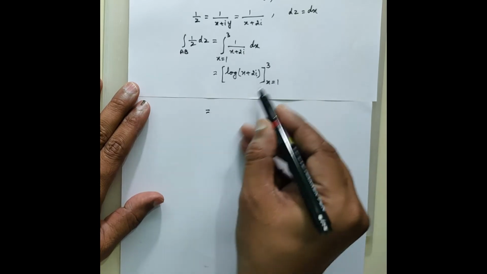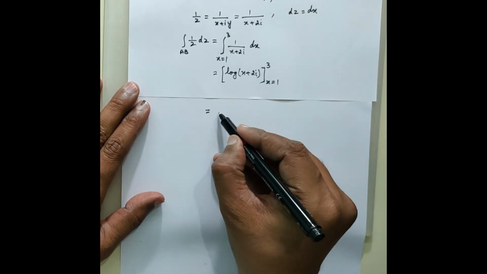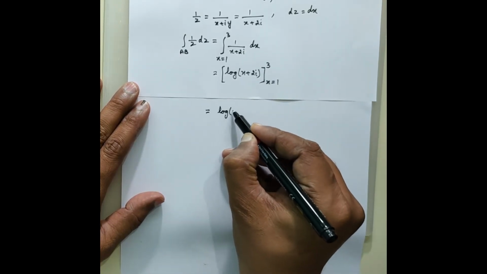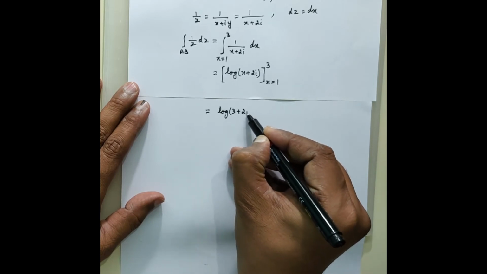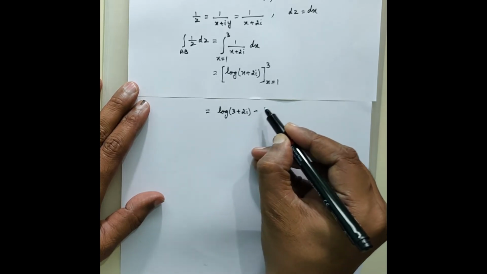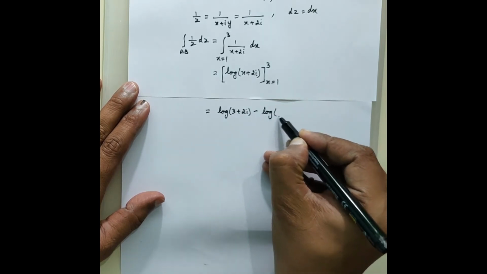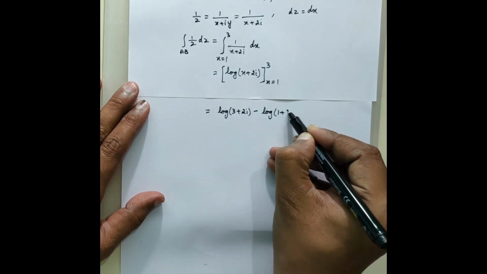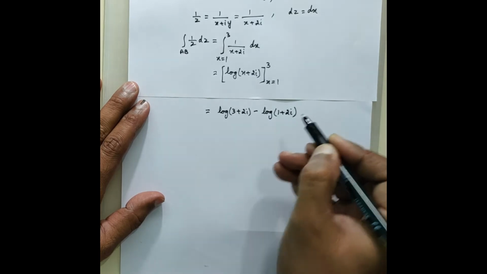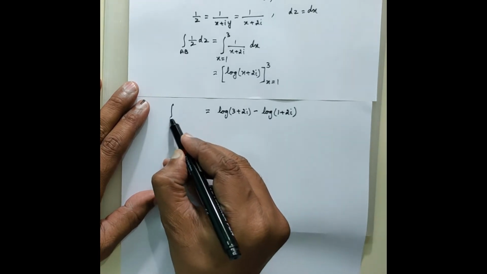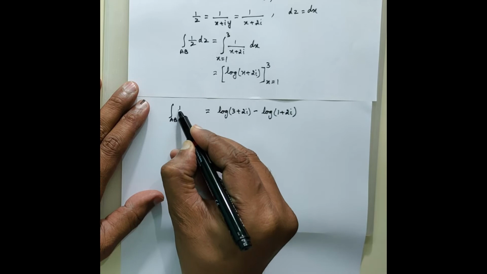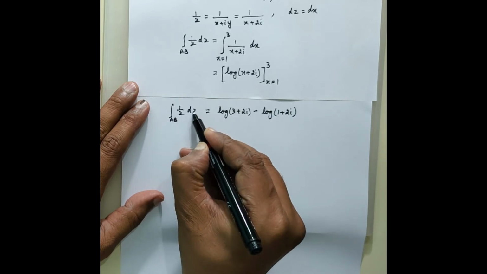So now you can apply the upper and lower limit values. The upper limit value for x is 3, so 3 plus 2i, minus the lower limit value for x, which is 1, therefore you get log of x is 1, so 1 plus 2i. So we applied the upper and lower limit values. So the integral along AB of 1 by z dz will be equal to the log expression.